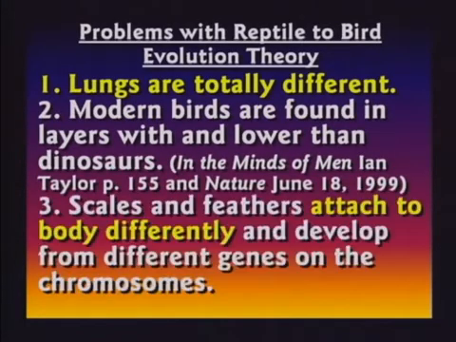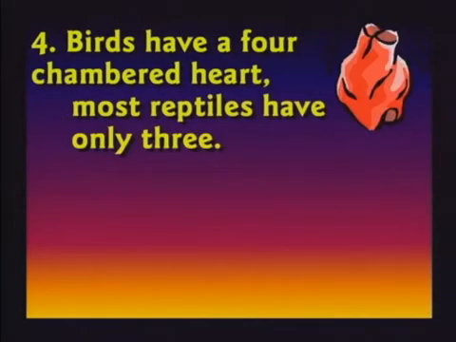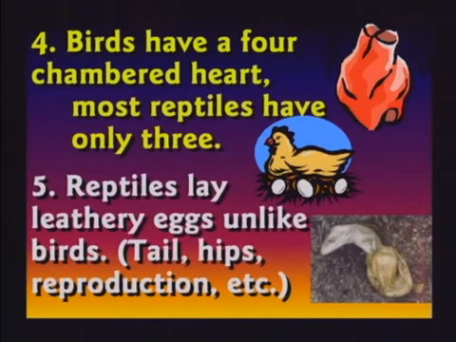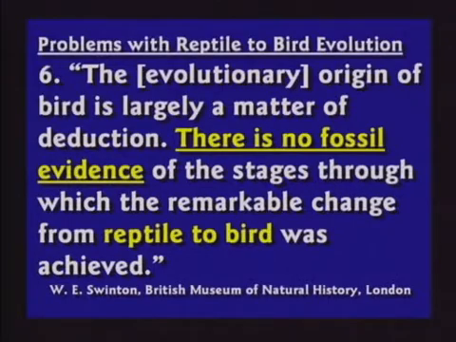The scales attach to the body differently than the feathers do. Birds have a 4-chambered heart. Most reptiles have 3. Birds lay a different type of egg than reptiles. There are just thousands of differences. There is no fossil evidence of how reptiles change to birds. That is such a silly idea.